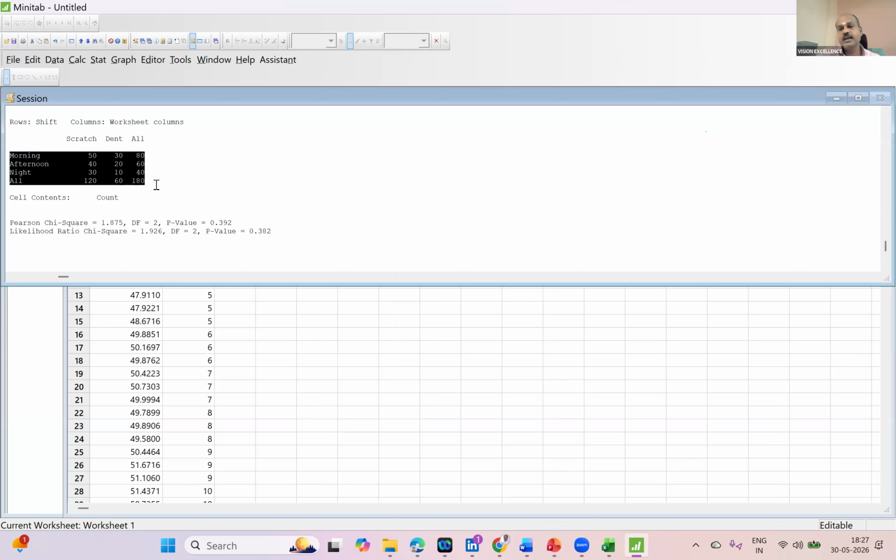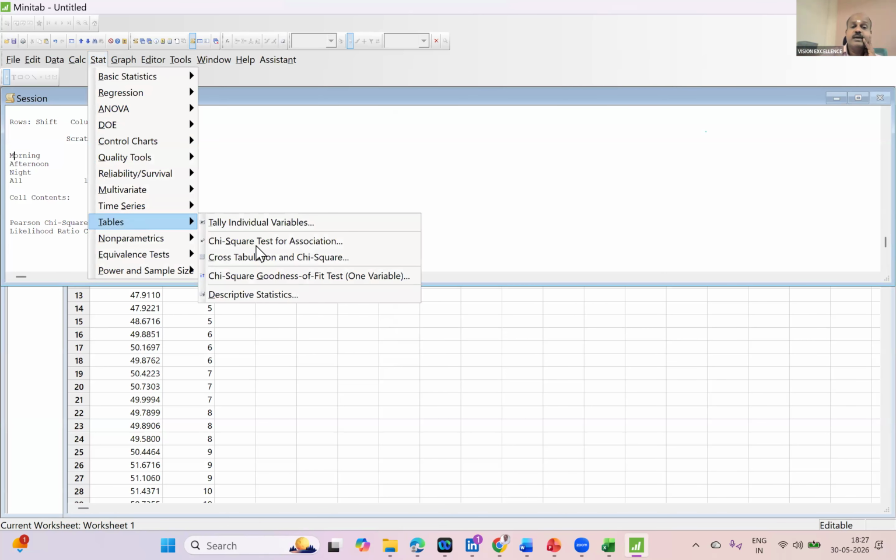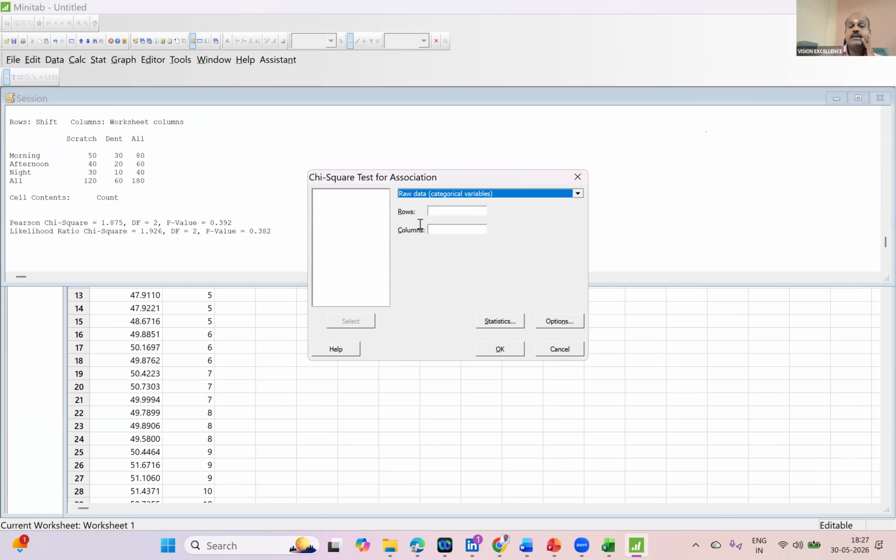Are you seeing it? Who asked this question? Yes, sir. If you want the 1, 2, 3 to be replaced by the shift information for every column, you just have to include that column as well. Table, chi-square test, and see what I did. It's association.